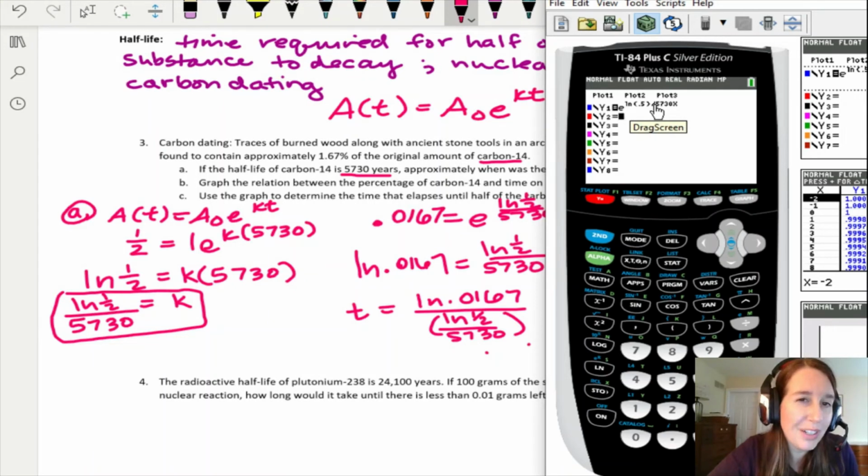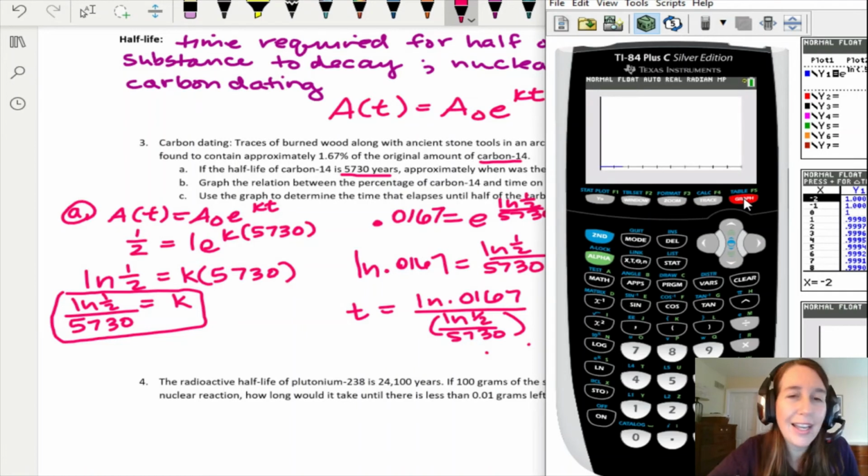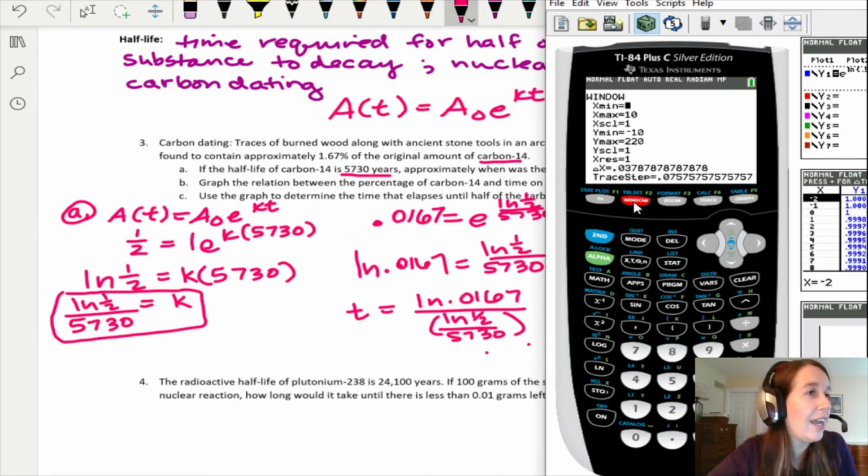It totally works. And then when you hit graph, my guess is that you're not going to see anything again. Actually, I see a little blue line being graphed. Remember that our x and y axes were from the last problem, so we have to change those, the window. So go to window. The x is still the time, right? So I think it's fine to start the time at 0. But then we need to see at least 5,000 years, right?